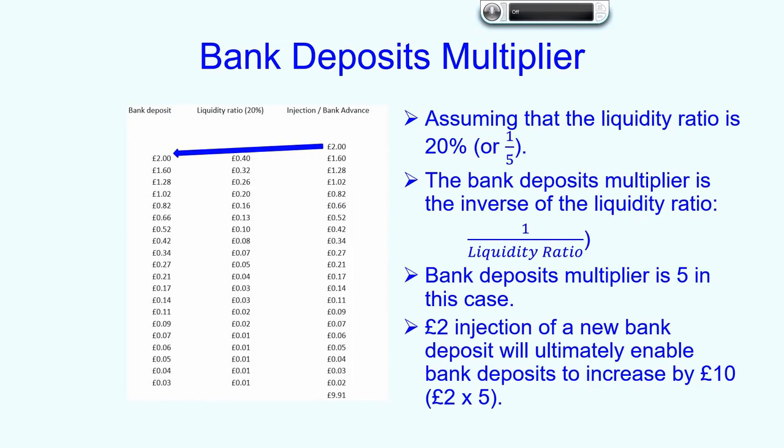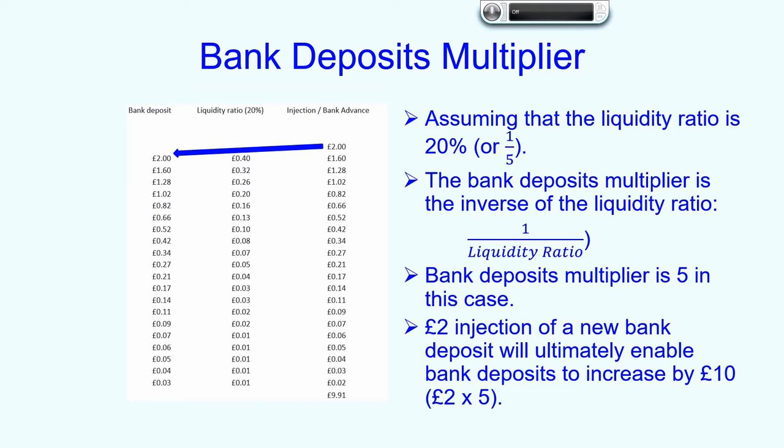So you can see that process presented here, an injection of £2 initially, which is then spent by the recipient and is received by the other party to the transaction, who then deposits the money into their deposit account. And so there's a bank deposit of £2. Now, assuming that the liquidity ratio is 20% or 1/5, then the bank will retain as liquid assets £1 in every 5 it receives, and it will lend out the other £4 in every 5.